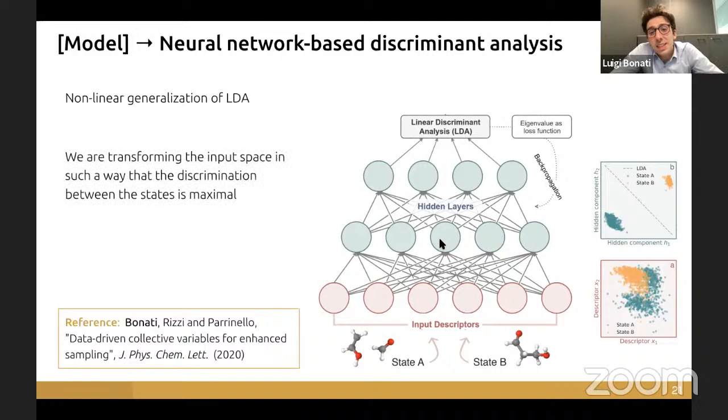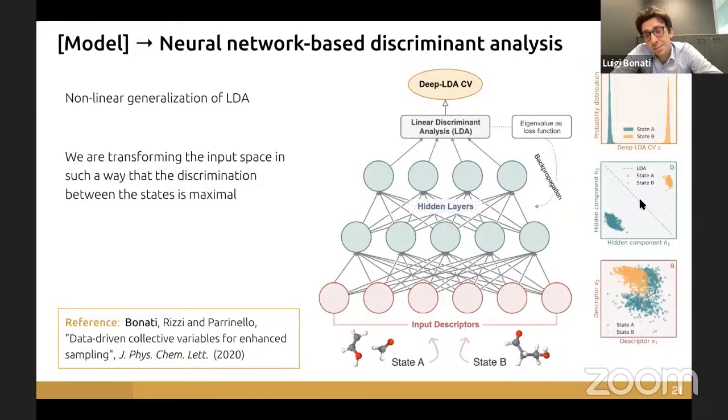What we are doing in this way is changing our input space in such a way that the discrimination between the states is maximal. Indeed, as you can see, we started from some input space in which the states were completely overlapped, and so it wasn't possible to find a linear classifier between them. Instead, we get a linearly separable space on the output of the NN, and then we find our CV by projecting along the most discriminating directions. So this is just a non-linear LDA: we want to discriminate between the states, but instead of using a linear transformation, we use a neural network.